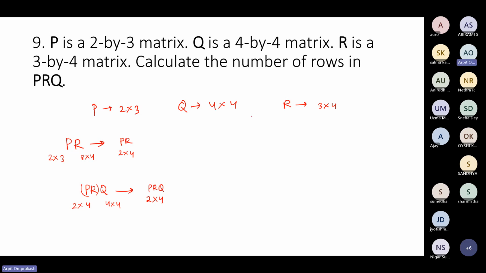So we are asked to calculate the number of rows. Here the first digit is the number of rows. This one is the number of columns. The number of rows should be 2. So the answer here should be 2. Okay. Is that clear?